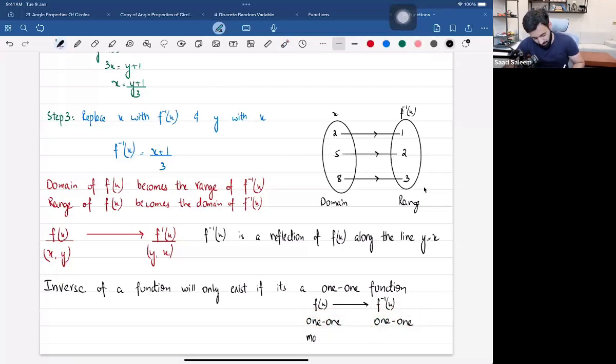But if it is a many-to-one function, which means that there are many inputs that give us the same output, it's still a function. But if you flip it, then what happens? Then it becomes a one-to-many relation, which is not a function. Okay, so that's the reason. Yes, that's correct. Many-to-one becomes one-to-many, and that's the reason why it doesn't have an inverse anymore.